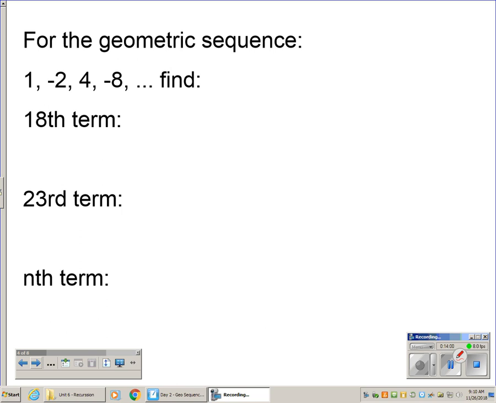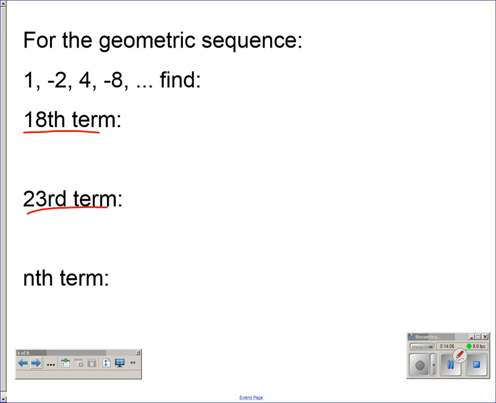All right, this next step here. Given a list of numbers, we're going to find the 18th term, the 23rd term, and the nth term. So these are just common examples that you see on the test, okay? So make sure you're taking good notes. Make sure everything's all right.